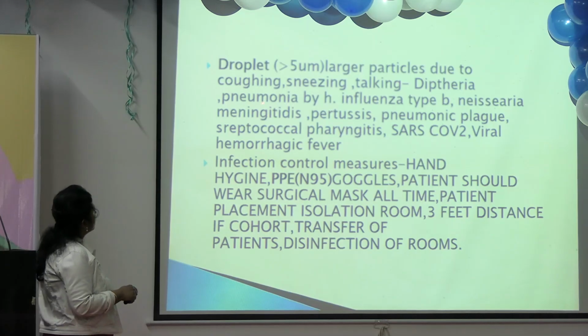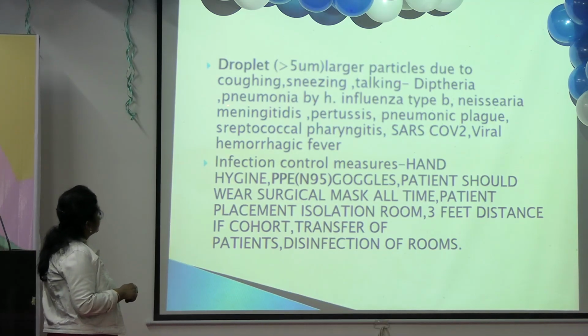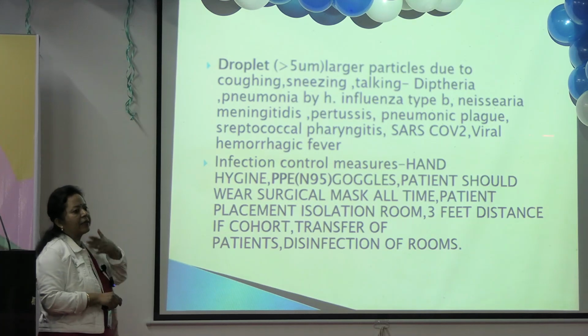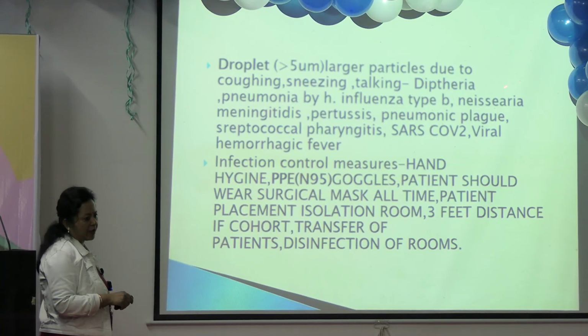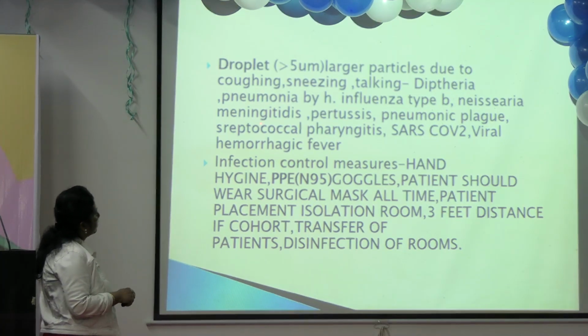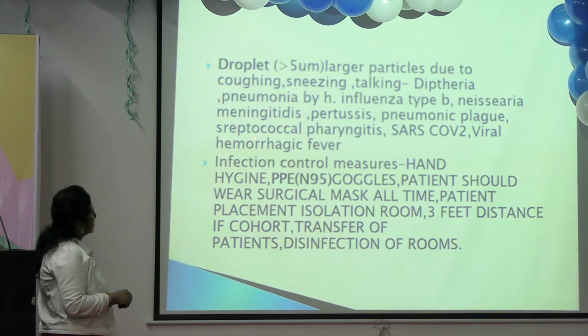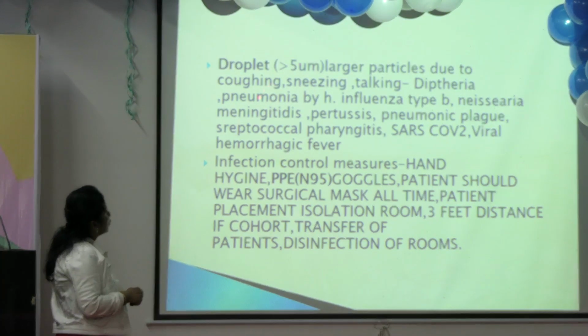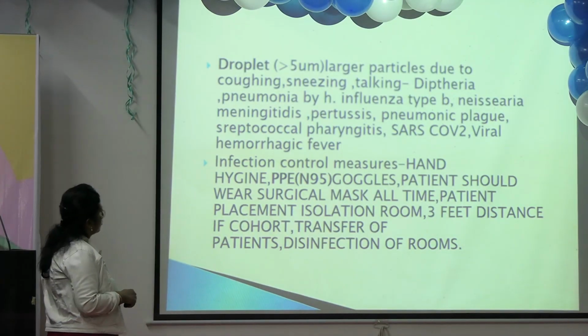So we have diphtheria, pneumonia by H. influenzae. These are all more respiratory related bacteria and viruses. Okay. And then we have Neisseria meningitidis, pertussis, pneumonic plague, streptococcal pharyngitis, SARS-CoV-2, viral hemorrhagic fever. So these are all transmitted through droplets when you are coughing, sneezing and all.